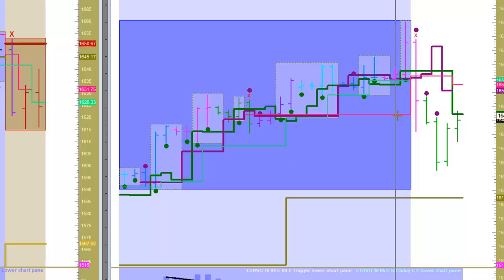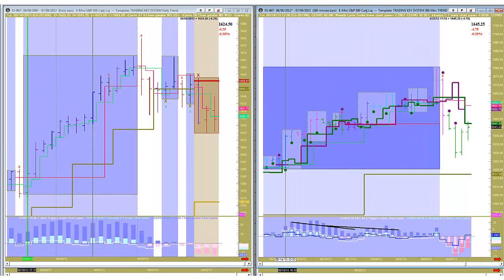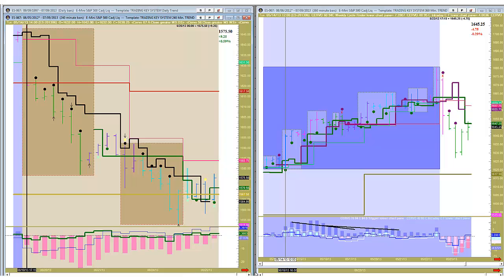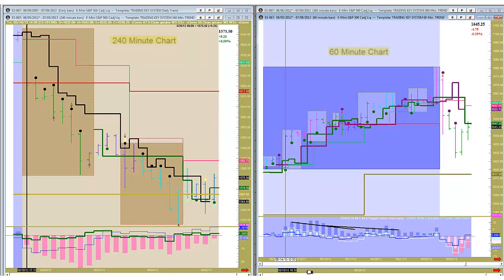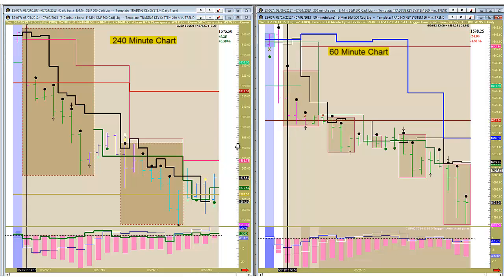Now, we're going to view a 240-minute time period. The 240-minute time period works the same way as the daily and the 360. It will show the trader a breakdown of the daily bar into 6 bars, each bar consisting of 240 minutes. That shows a more defined entry and exit point.